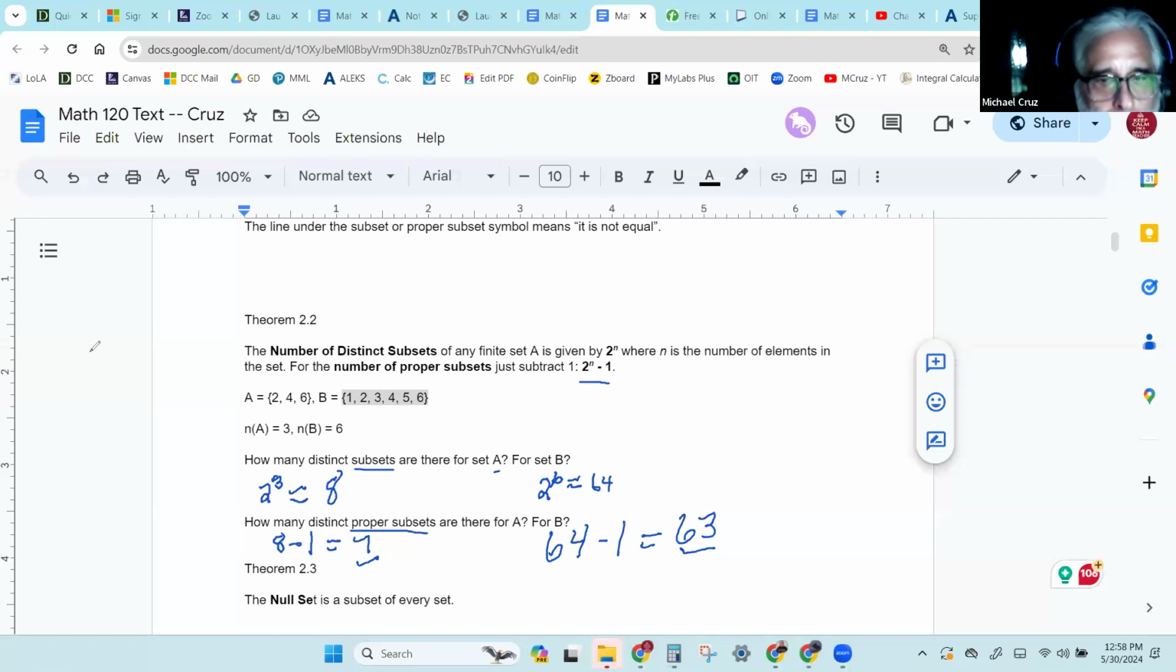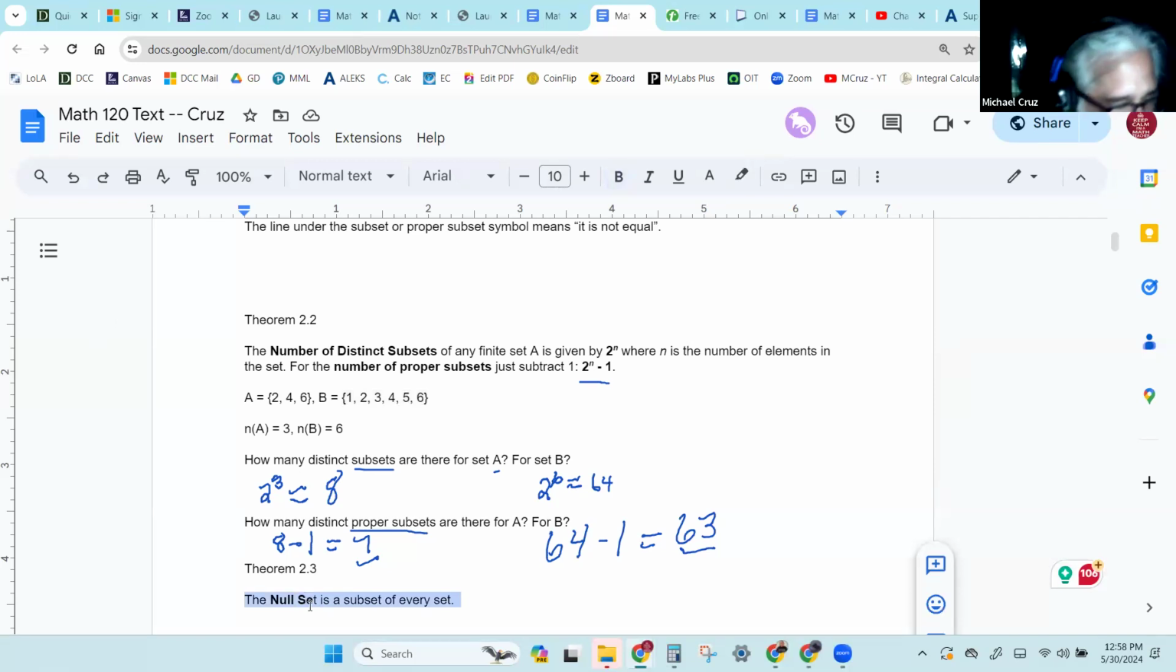All right, so let's go down. Oh, and this is an important thing I need to tell you before we go back to that little chart thing. The null set is a subset of every set, because you can always take out nothing. You can always take out the set that does not have anything in it, and that's considered a subset. So the null set is a subset of every set.